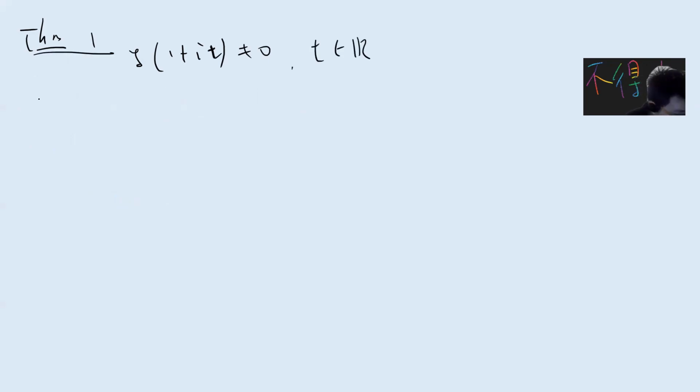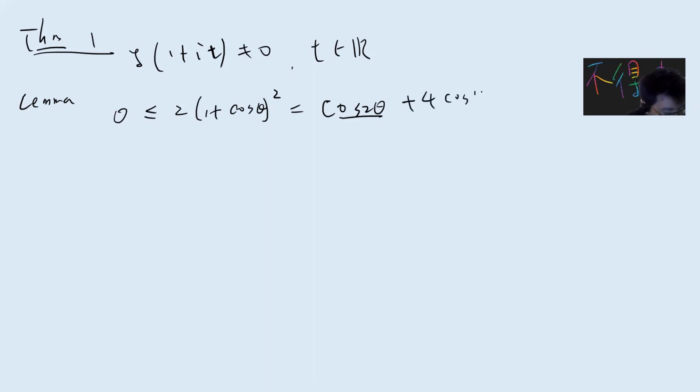Okay, let me just give the proof. So theorem 1 is zeta of 1 plus it is non-zero, where t is a real number. Well, this proof is very standard, so let's quickly prove it. There's a lemma which is very simple. You start from 2 plus 1 plus cosine squared, this is greater or equal to 0. So you can expand it and use the double angle formula. It's cosine 2 theta plus 4 cosine theta plus 3.